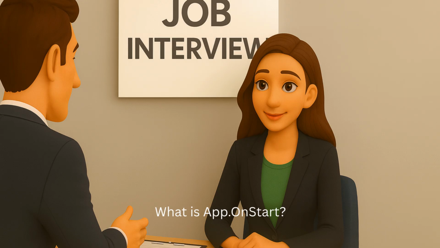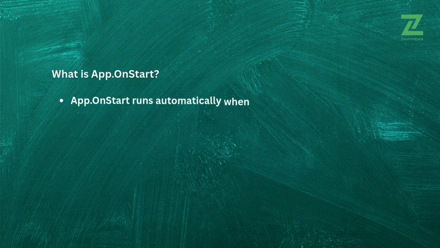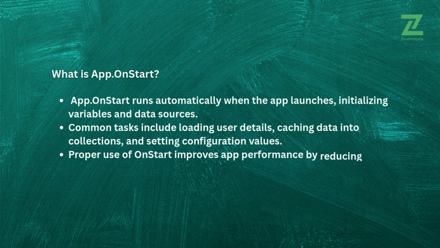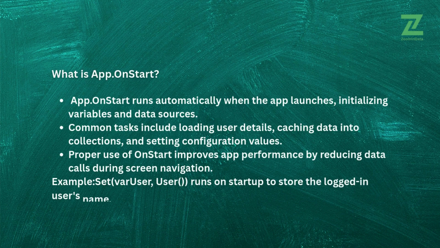What is app on start? App on start runs automatically when the app launches, initializing variables and data sources. Common tasks include loading user details, caching data into collections, and setting configuration values. Proper use of on-start improves app performance by reducing data calls during screen navigation. Example: set var user runs on startup to store the logged-in user's name.